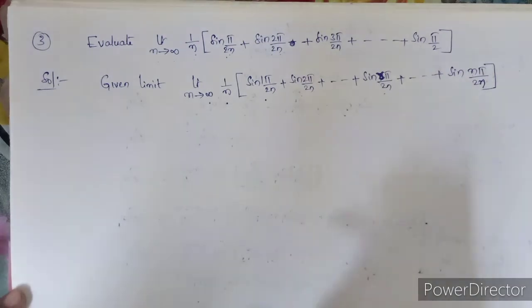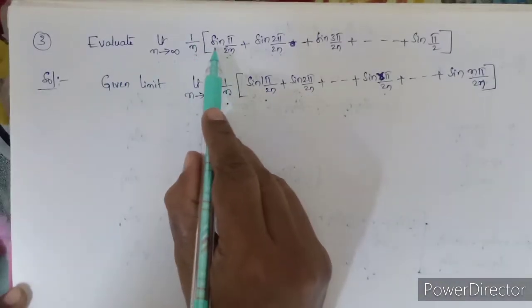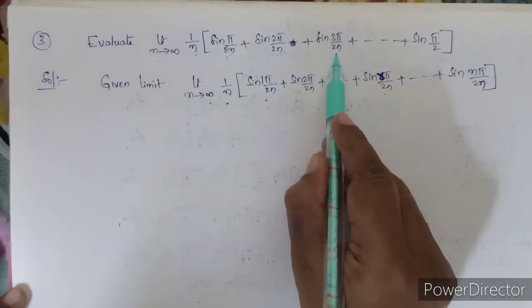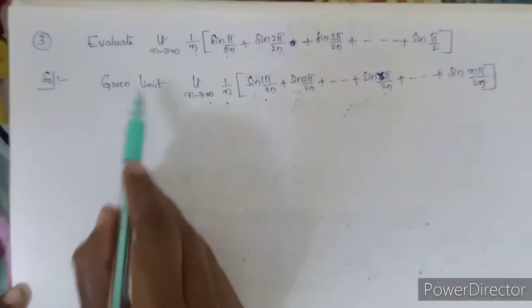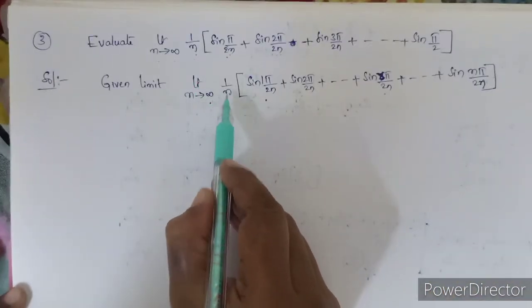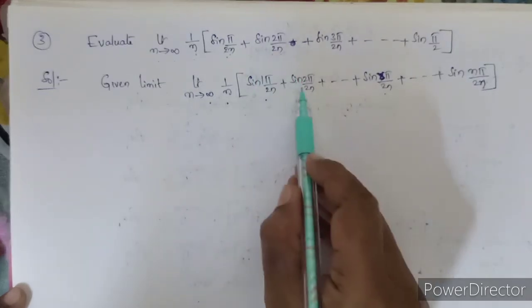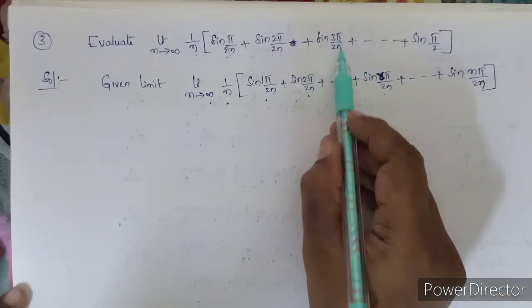The third problem. Evaluate limit n tends to infinity 1 by n into (sine pi by 2n plus sine 2 pi by 2n plus sine 3 pi by 2n and so on up to sine pi by 2). This is the question. The given limit is limit n tends to infinity 1 by n. Here the first term is sine 1 pi by 2n. Second term sine 2 pi by 2n. Third term sine 3 pi by 2n.